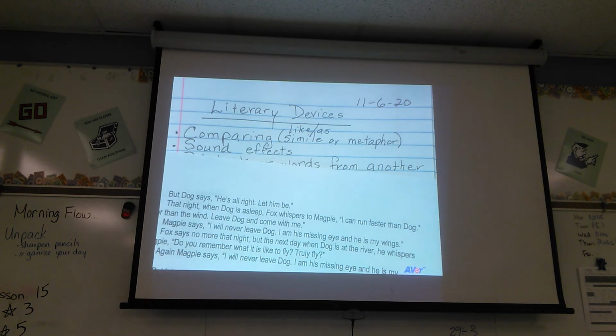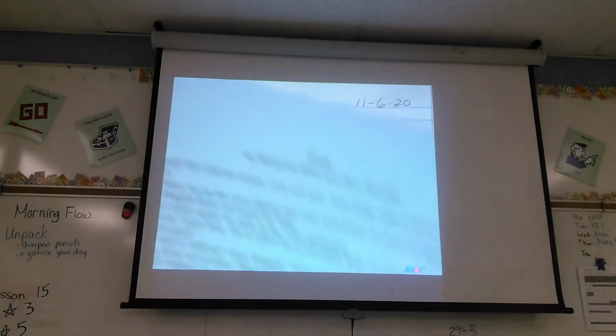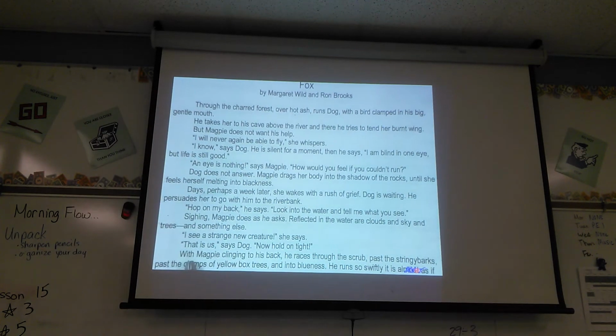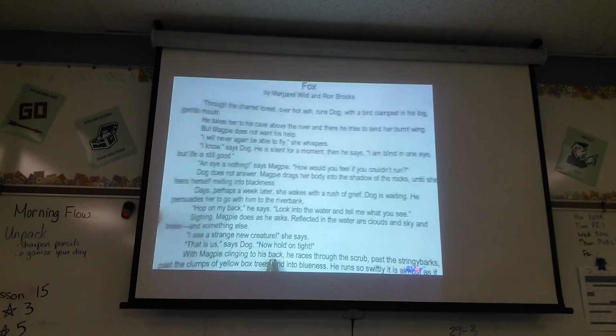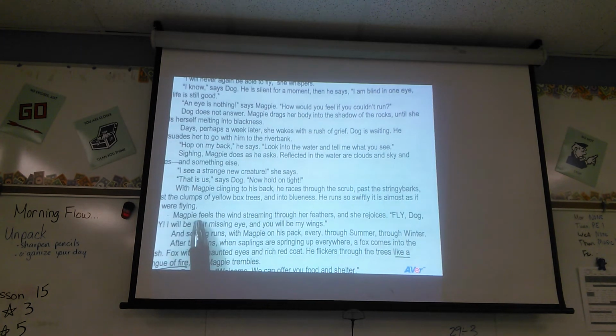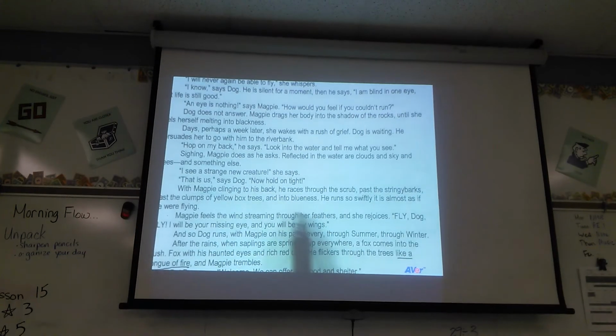Okay, let's look at our list again. All right, and then descriptive words or sentences. I want you to go to the part where it talks about Magpie clinging to his back, he races through the scrub, past the stringy barks, the clumps of yellow box trees, and into blueness. He runs so swiftly, it is almost as if they were flying. So we have this: through the scrub, past the stringy barks, past the clumps of yellow box trees, and into blueness, that descriptive. And notice this blueness.